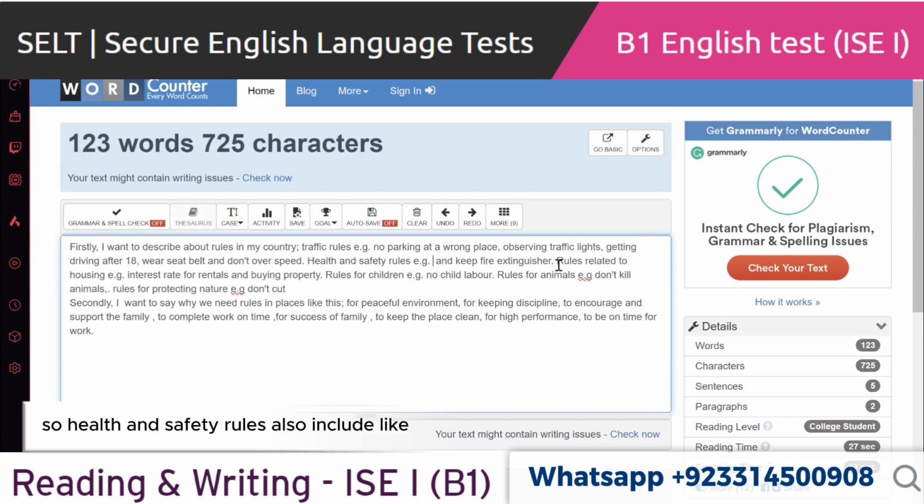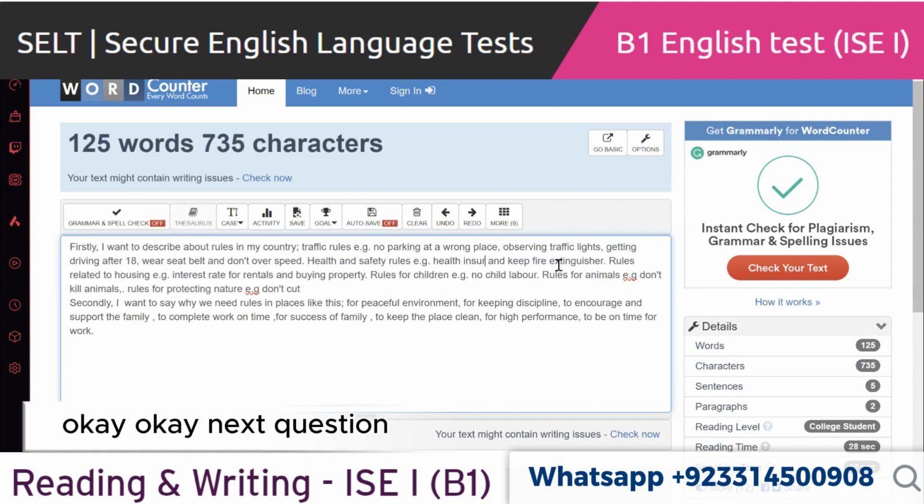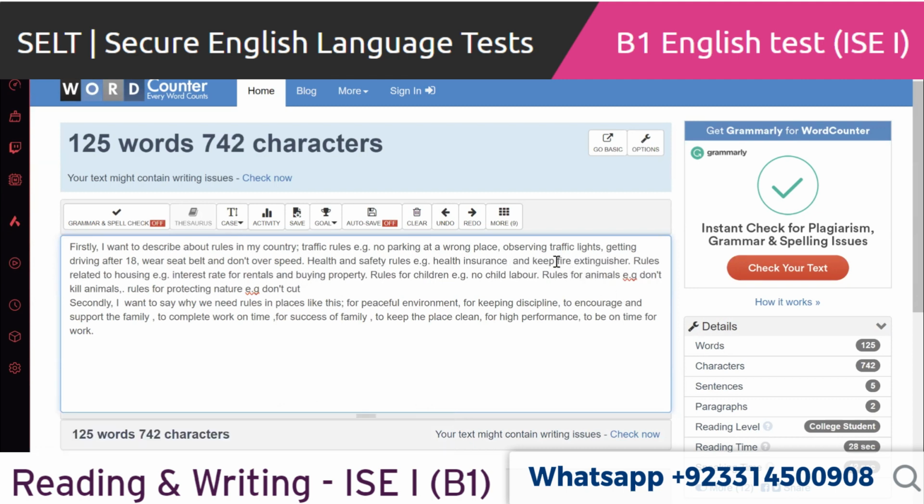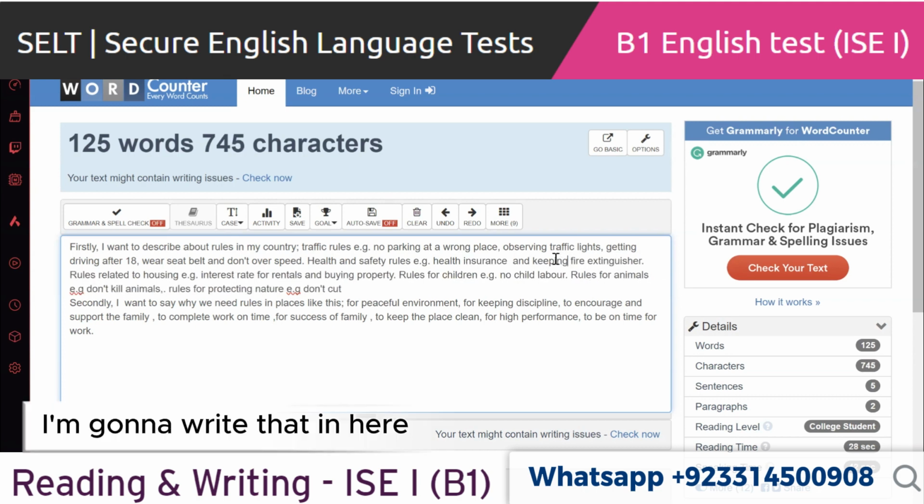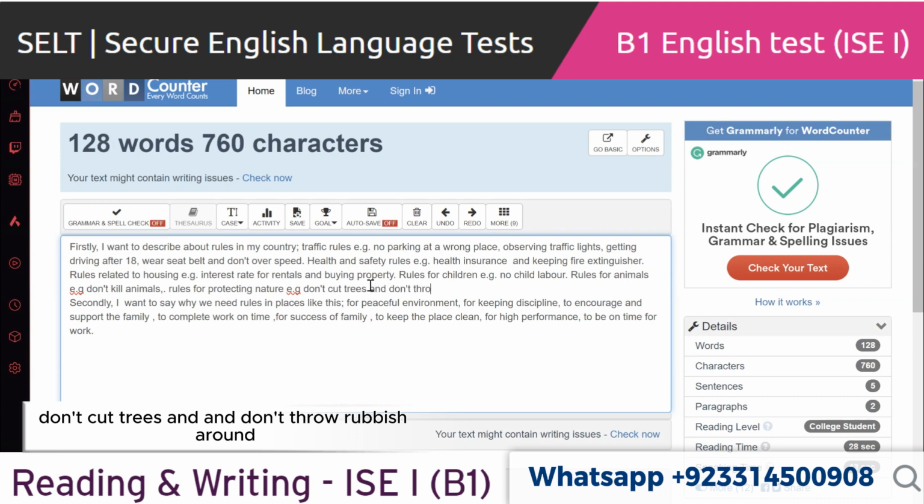Health and safety rules also include things like health insurance. But in here, there's no health insurance, so you can still write that. Health insurance is a part of health and safety rules. I'm going to write that in here. Don't cut trees and don't throw rubbish around.